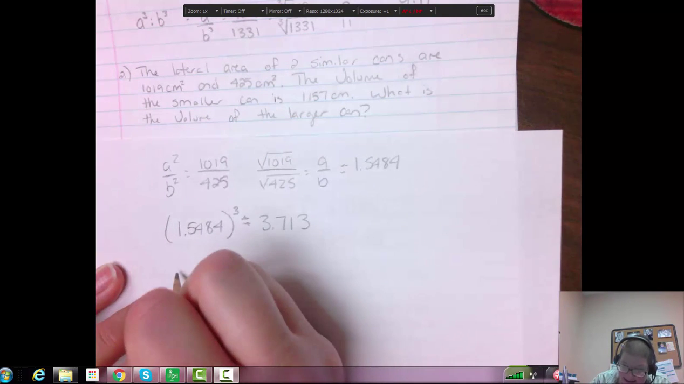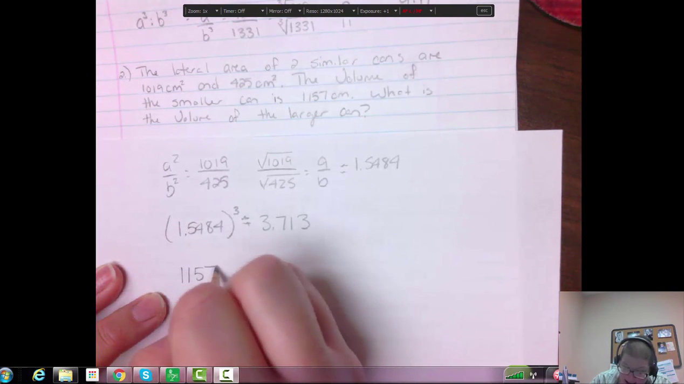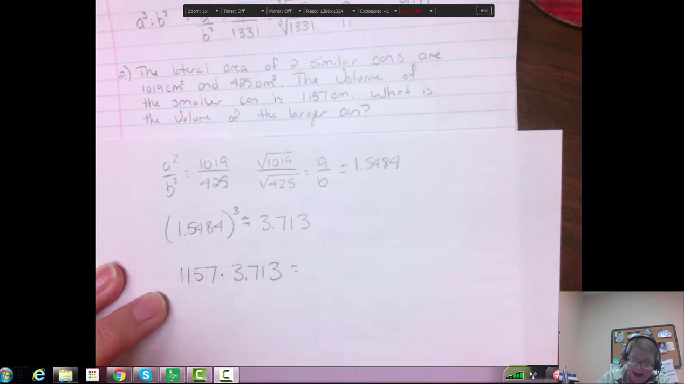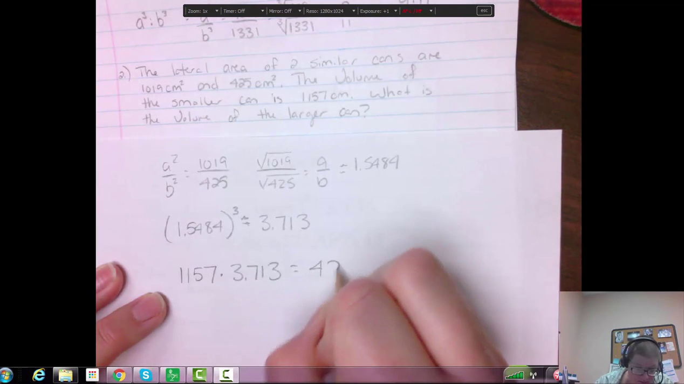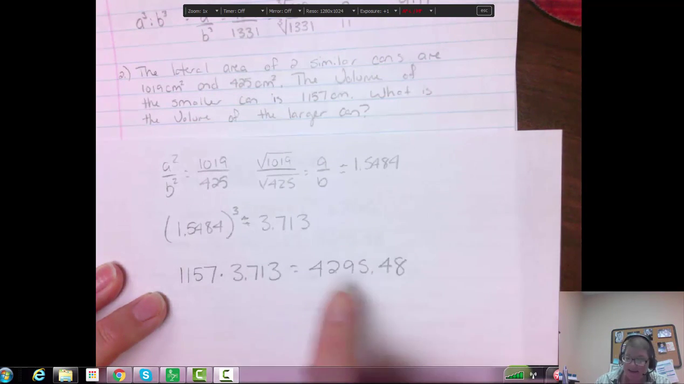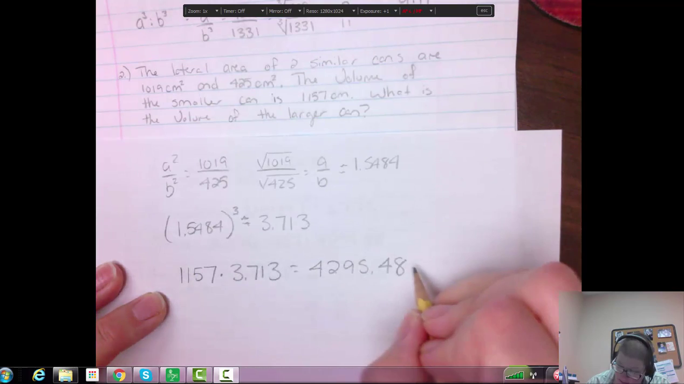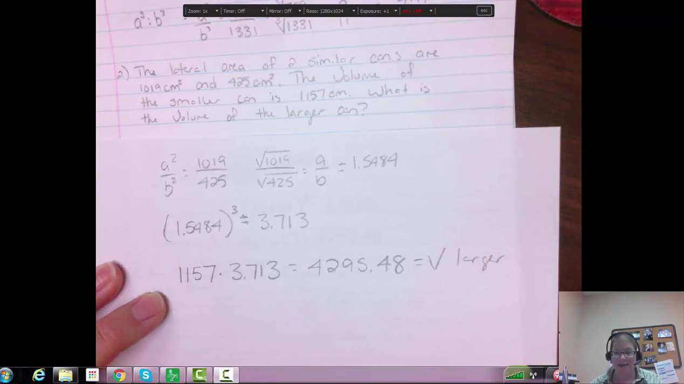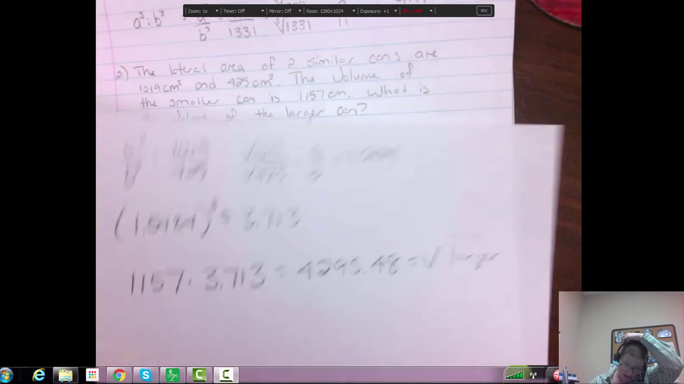And that is the number that is the scale for the volumes. So then I can take, because it's the smaller one that I know, I can times it by that scale, so times 1157, and get 495.48. So this is the volume of the large can.